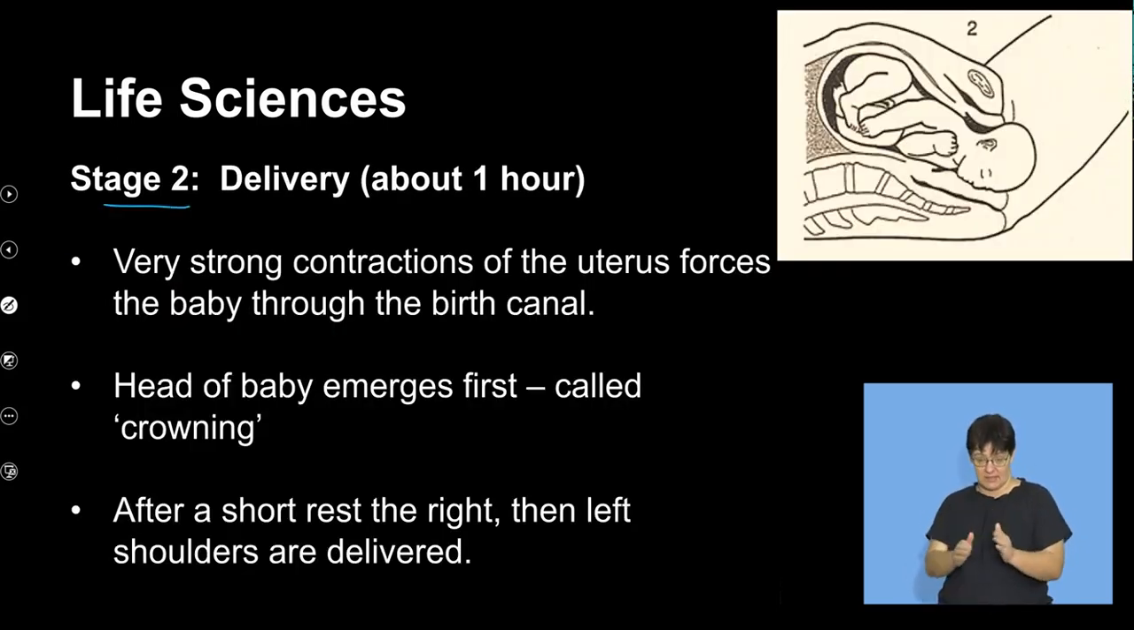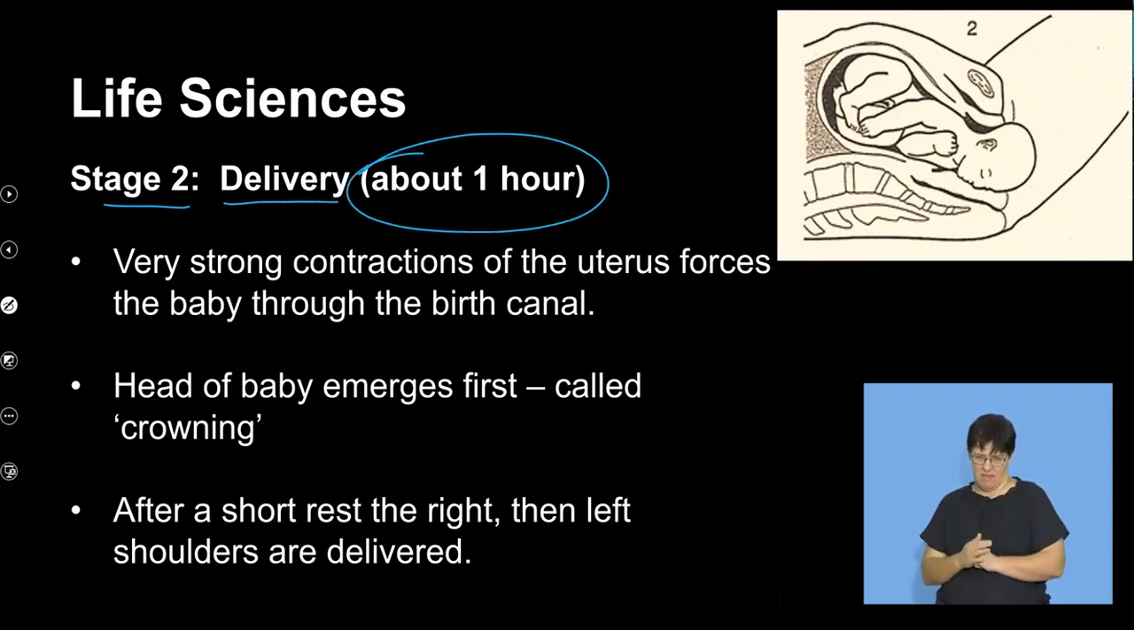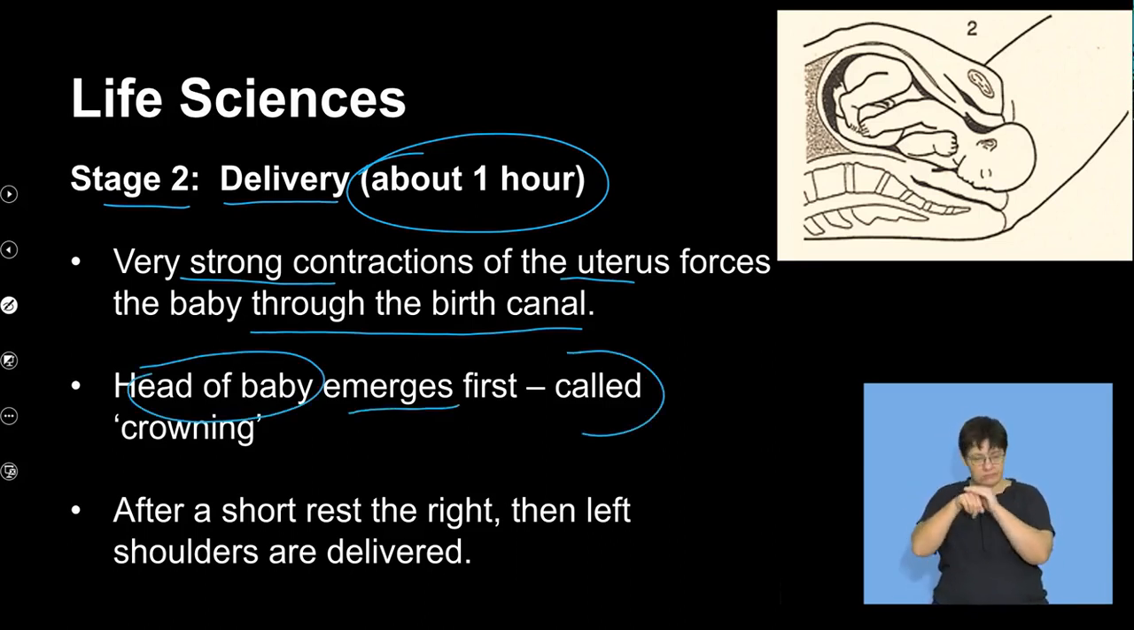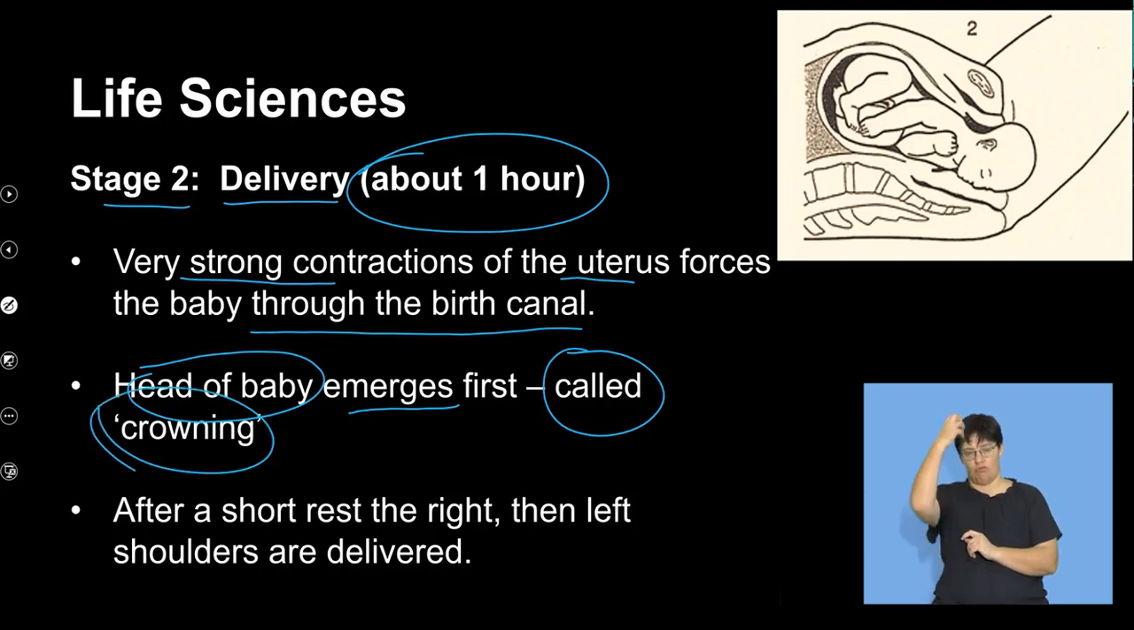During the second stage, which we refer to as delivery, which is generally about 1 hour if there are no complications, there are very strong contractions of the uterus and the baby starts to force through the birth canal. The baby generally comes out head first, and we say that the head emerges first. When this happens, we call that process the crowning. As illustrated here, when the head emerges first and you see the cranium, it is called crowning.